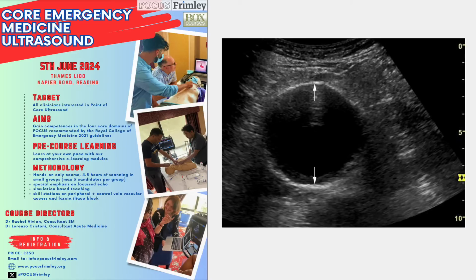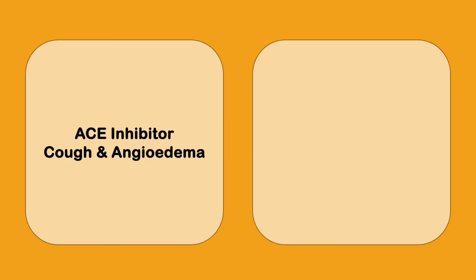So let's go ahead with the primary buzzwords. ACE inhibitor, cough and angioedema. ACE inhibitor leading to cough and angioedema. What is the mechanism? That would be your bradykinin mediated.